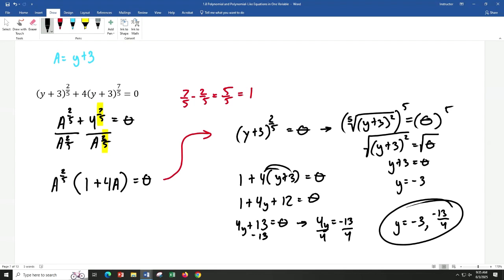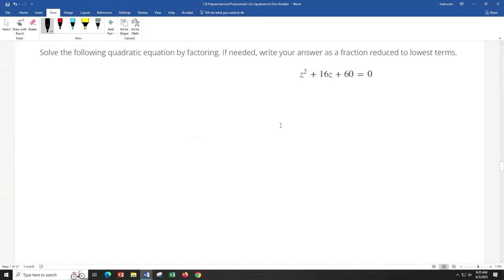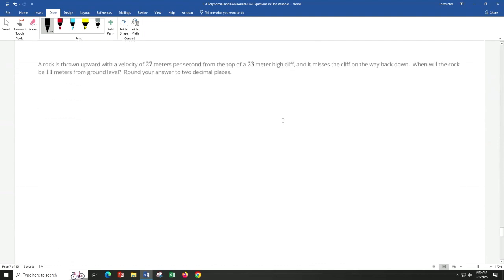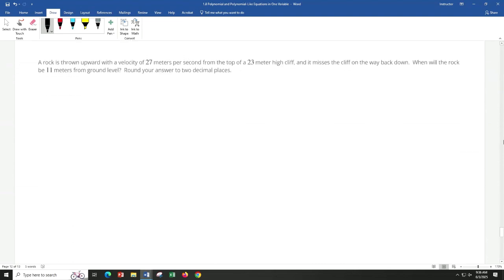We don't really have time to jump into the next lesson, so let me do one more quick example for you. It's a fun one. I always enjoy it. It's a word problem. All right, down here. You'll see this one a couple of different ways throughout this lesson.